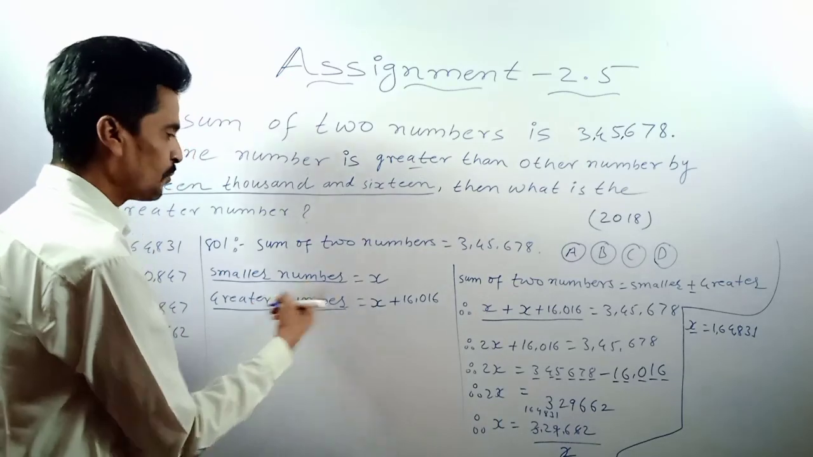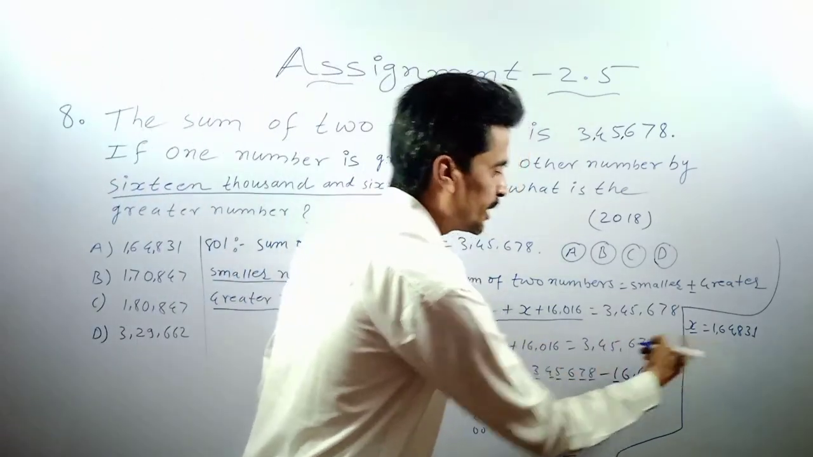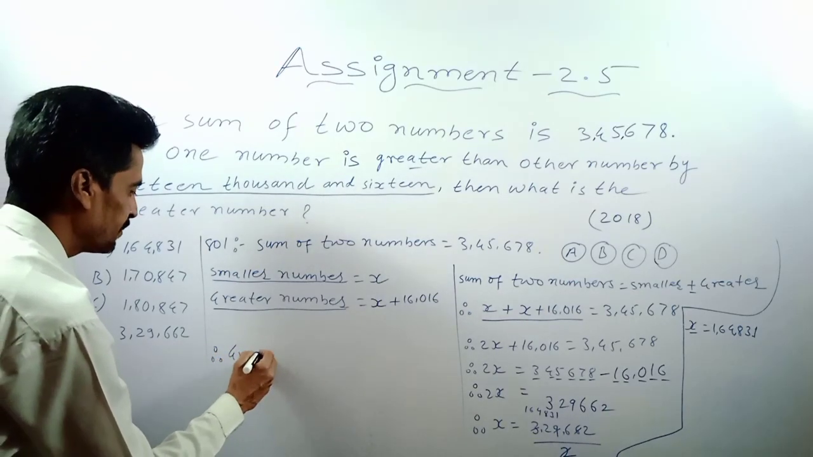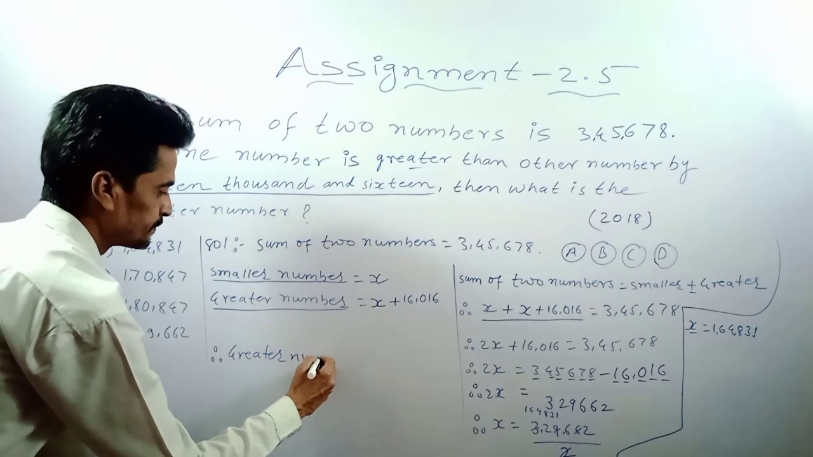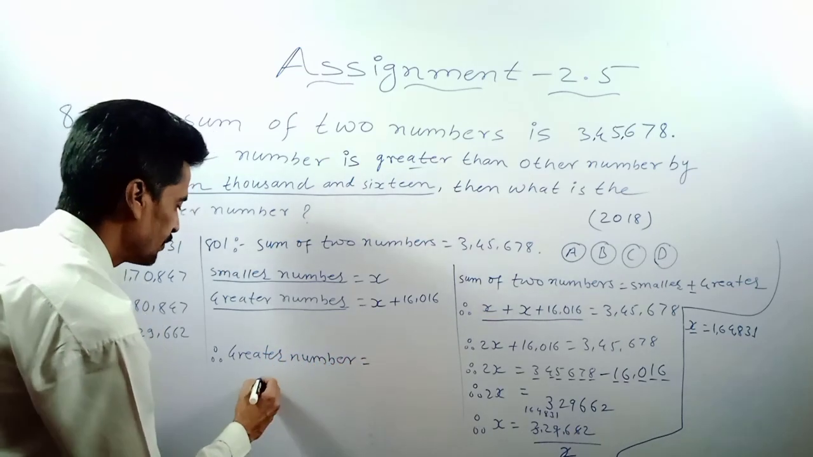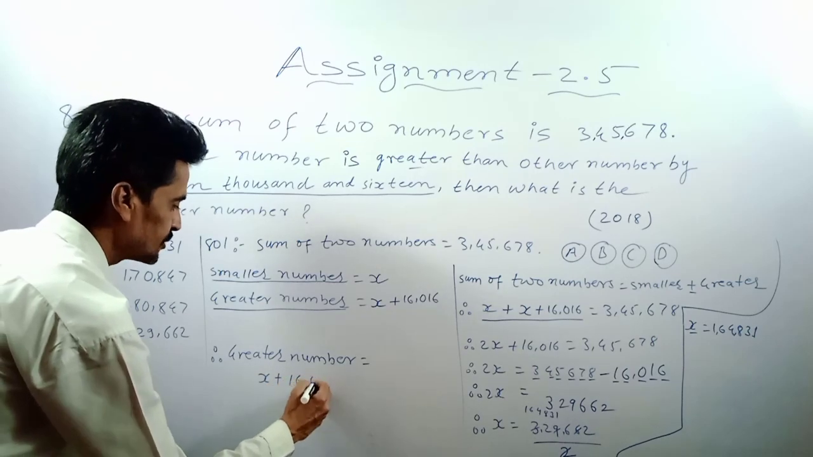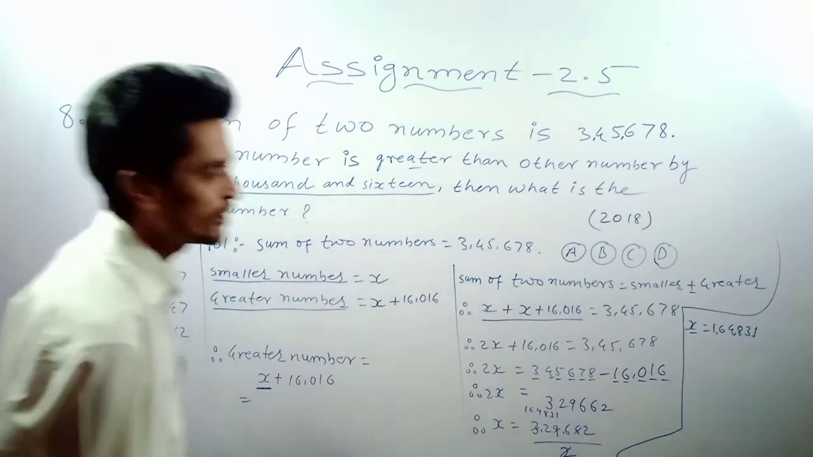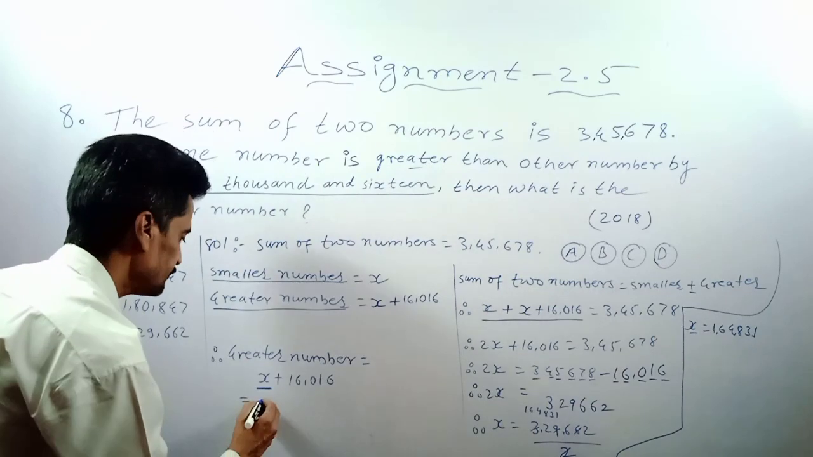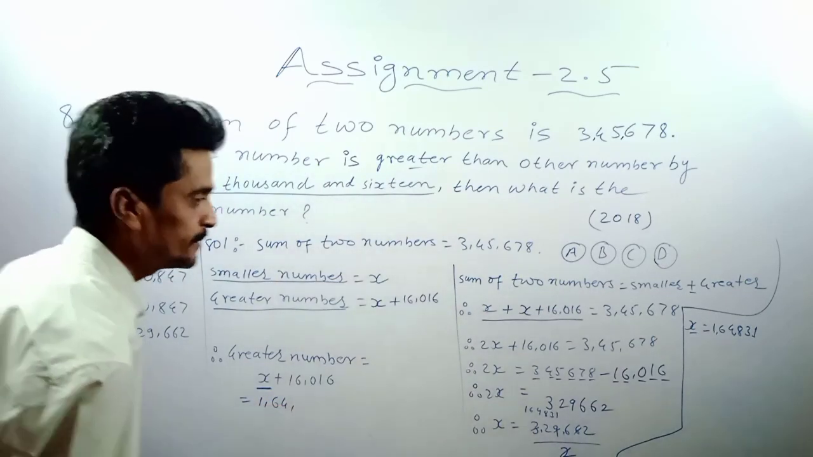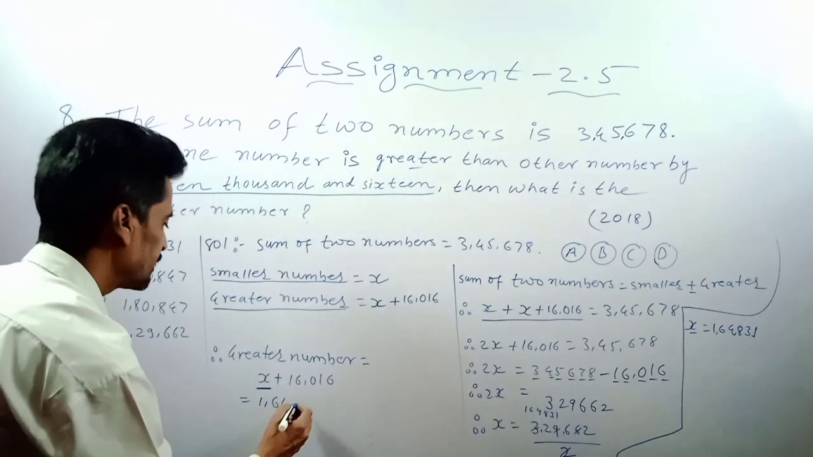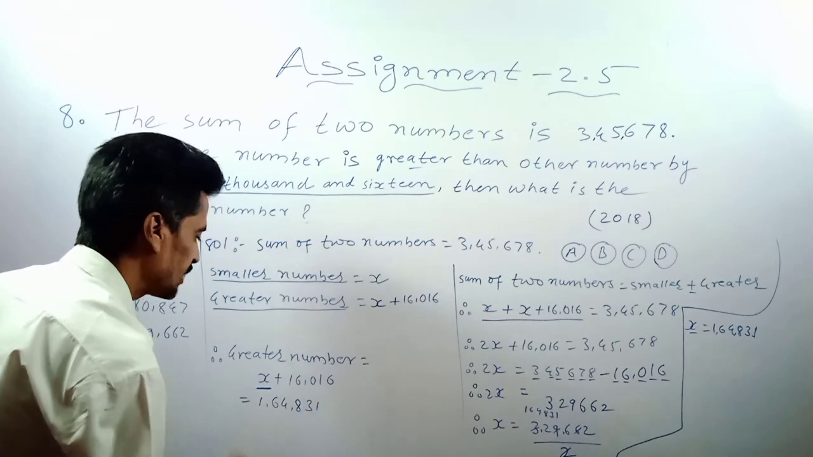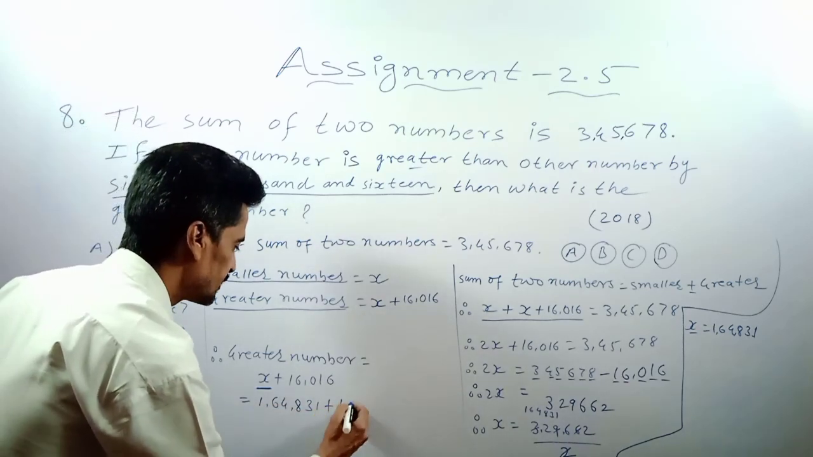X is the smaller number. So what do we need to find out? We need to find out the greater number. What is the clue of the greater number? Greater number equals x plus 16,016. Now substitute the value of x. What is the value of x? 1,64,831 plus 16,016.